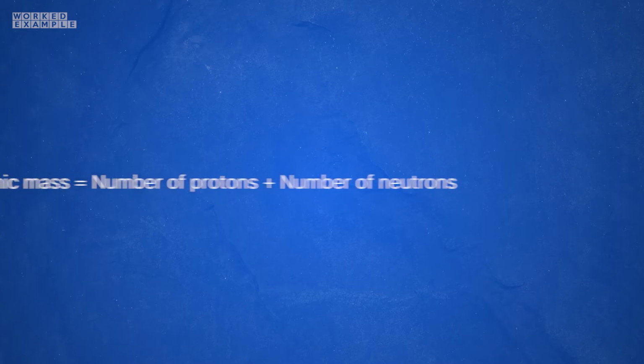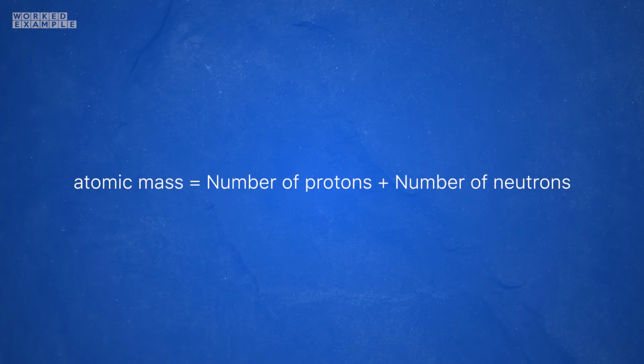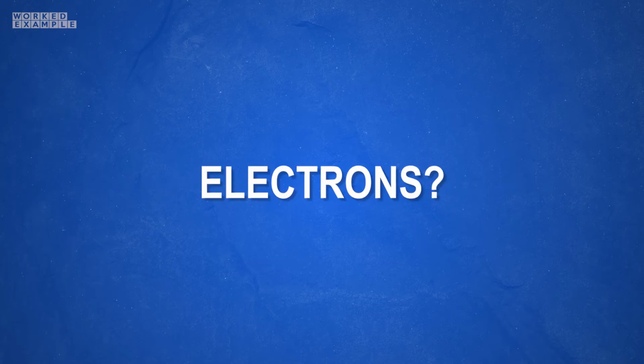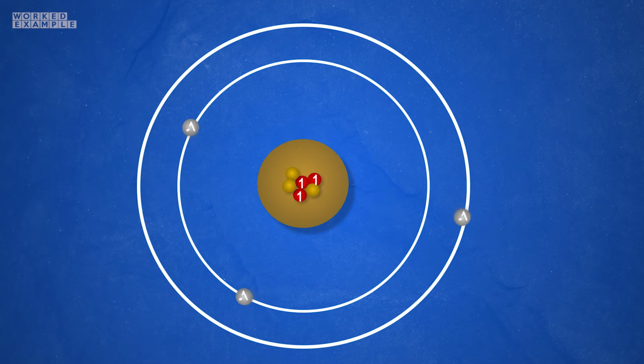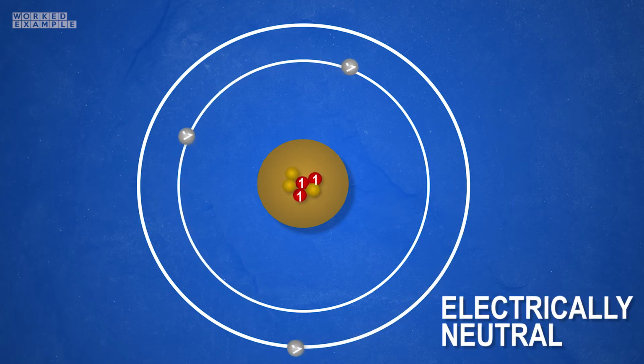Thankfully, calculating the mass, or the atomic mass of an atom I should say, is relatively straightforward. Because each proton and neutron have a relative mass of 1, we just have to add the total number of protons and neutrons together. But hang on, what about the electrons? Well, because they are so small, their overall mass is negligible and so isn't usually included. In any atom, the number of electrons is equal to the number of protons, making them always electrically neutral.